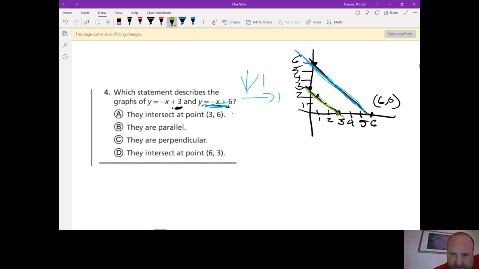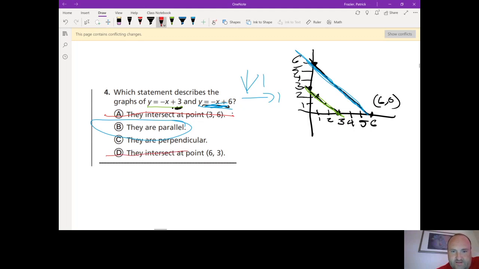Anyway, so the green line and the blue line are both parallel. So pretty sure that's going to be the answer, but let's just double check. It didn't give us a hint like which statement or statements, but let's just be careful. They intersect at points 3, 6. Well, really, these never intersect at all. And it's pretty logical to conclude if they're parallel, they don't intersect. So we can honestly just use that logic to cancel out the whole thing.